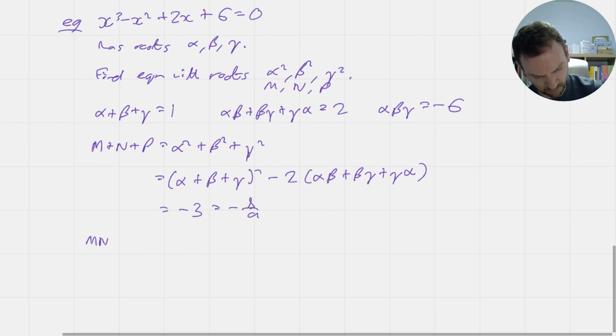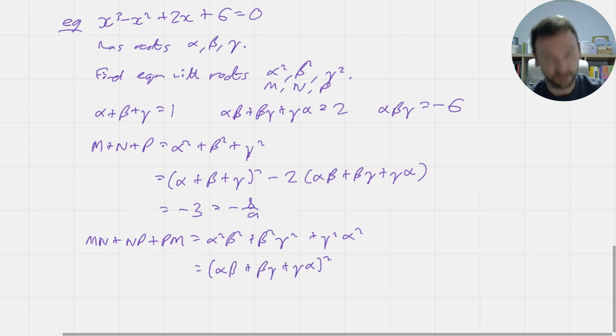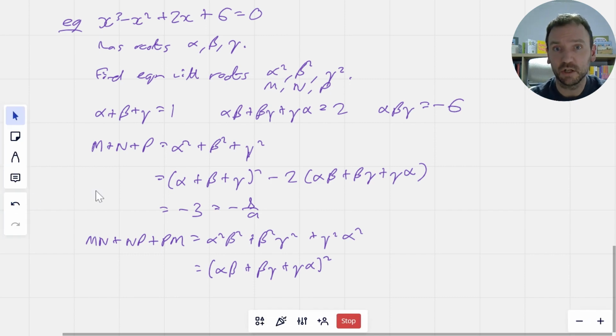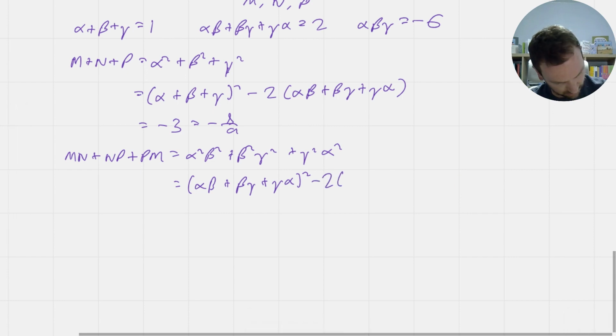The next thing, you'd want the sum of your product pairs, so mn plus np plus pm. Well, that's saying we want alpha squared beta squared plus beta squared gamma squared plus gamma squared alpha squared. And again, if you sub, it's not obvious how to get these. What could we square to get this? Well, we could square alpha beta plus beta gamma plus gamma alpha all squared. And again, go away, try this out. You'll get the bits you want, but you'll also get extra bits. The extra bits you'll be getting are subtract 2 times alpha squared beta gamma plus alpha beta squared gamma plus alpha beta gamma squared.